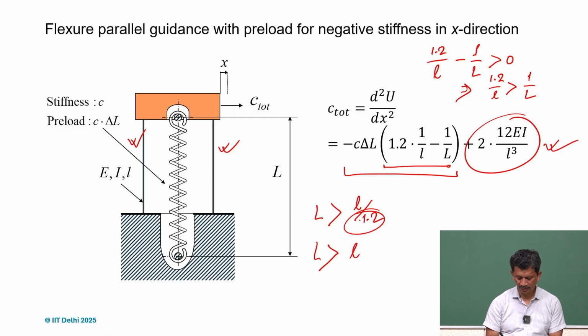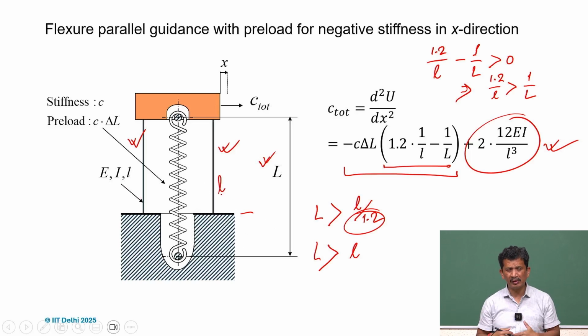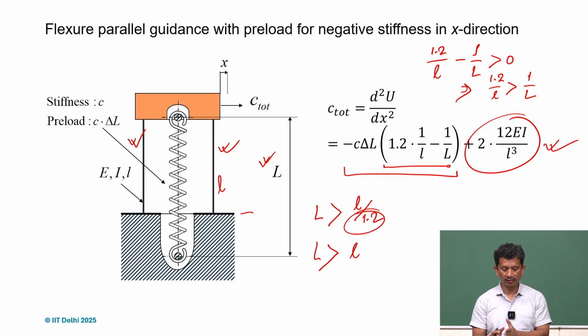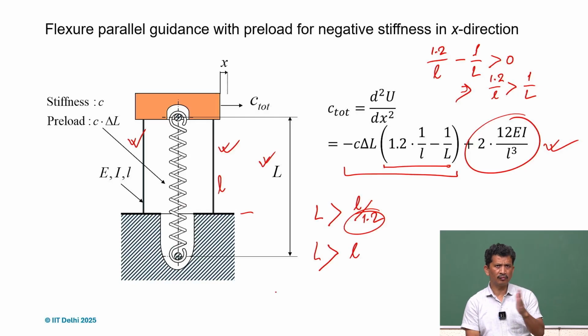So some 0.8 or something, but as a rule of thumb, what we can say is this l has to be bigger than this L. So it has to be below. Otherwise, we cannot get this negative stiffness. It has to be below, and then only will we be able to achieve that negative stiffness. So that's something we have to remember, keep in mind.